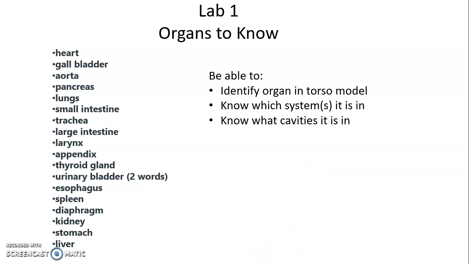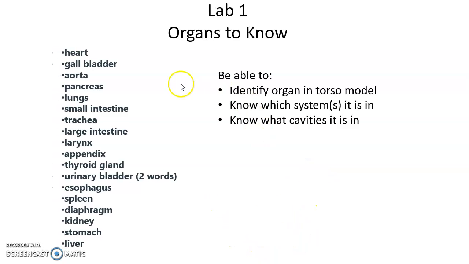All right, for lab 1, you also need to know 18 different organs. You need to be able to identify them by sight so that if you see them being pointed out on the torso model, you're able to say, yes, I know what that is. You need to know what they are by what system or systems they're in, and you also need to know them by what cavity or cavities they're in. This, of course, means that when you take the Lab 1 quiz next week, you want to make sure you read the question so that you know what you're actually being asked.